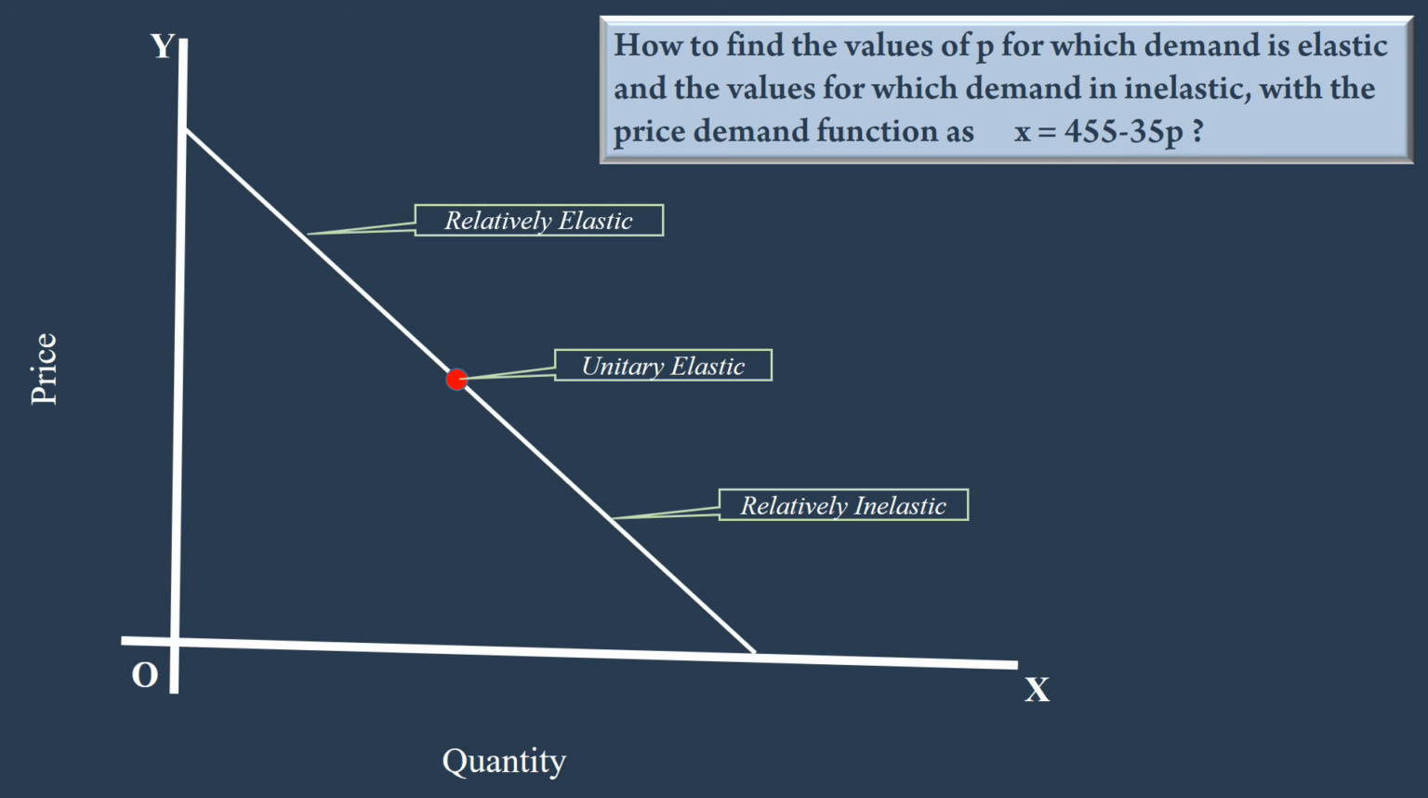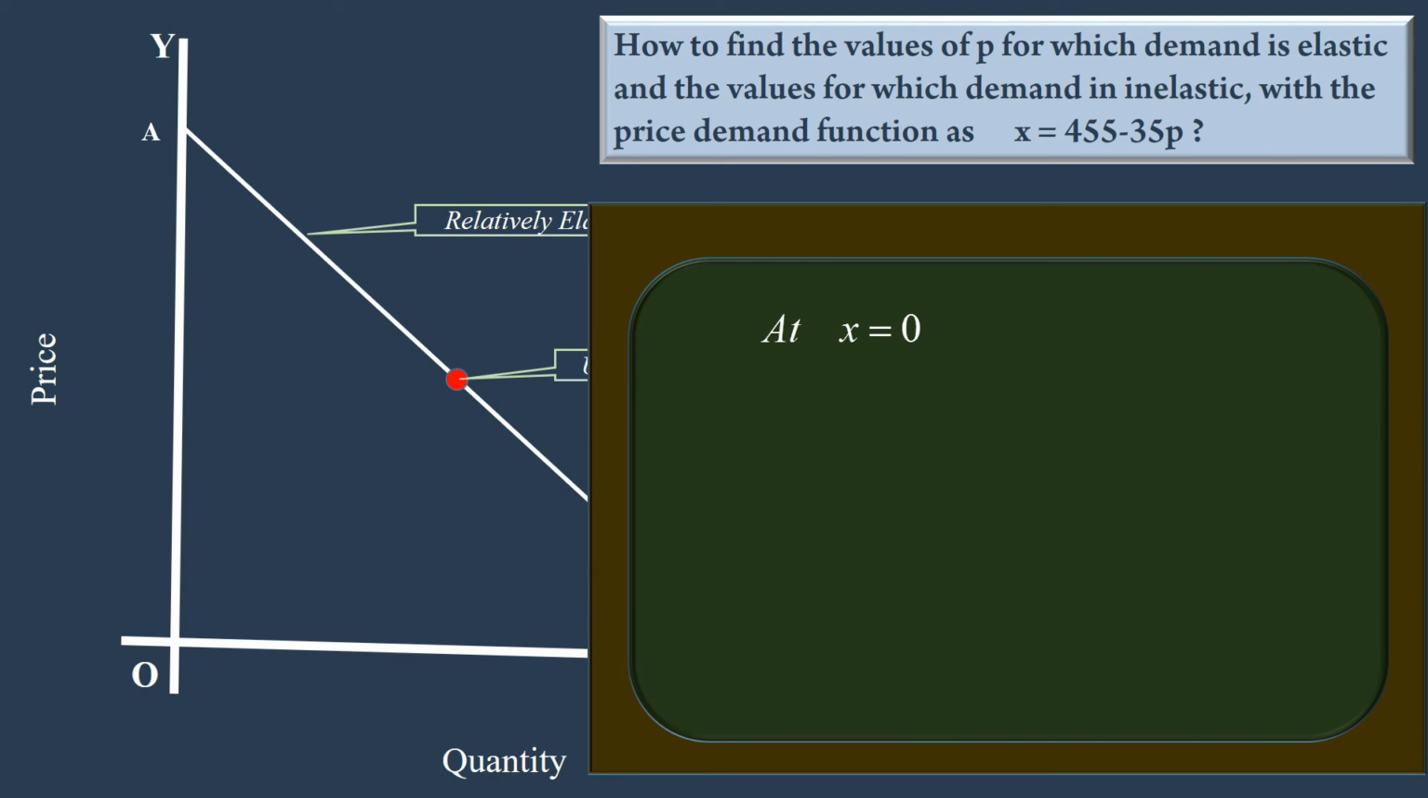The demand curve cuts the y-axis at point A. It cuts the x-axis at point B. To find the midpoint, we have to find the x and y coordinates of the demand curve at points A and B. At point A, quantity is 0. In other words, x is 0. Then put x equal to 0 in the demand function. Let us rewrite the equation so that it is easy for us to solve it for P.